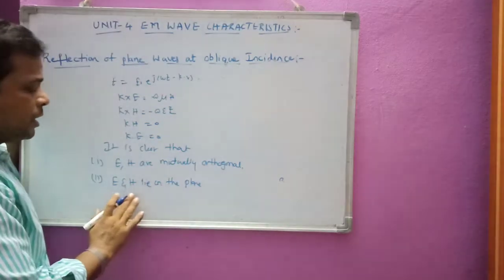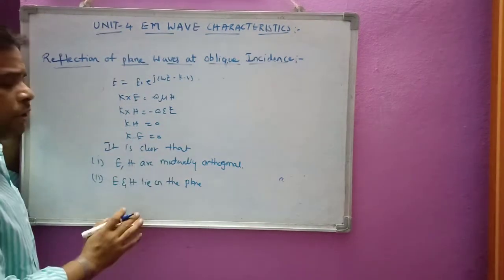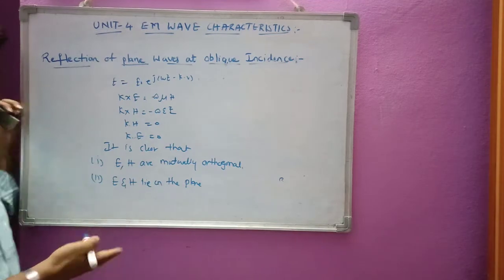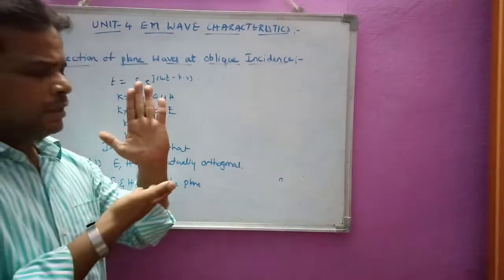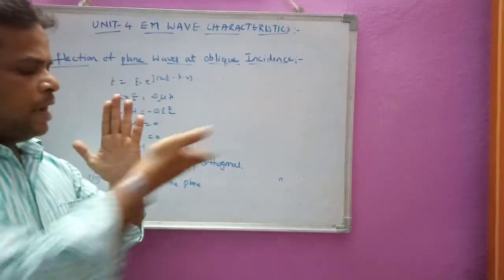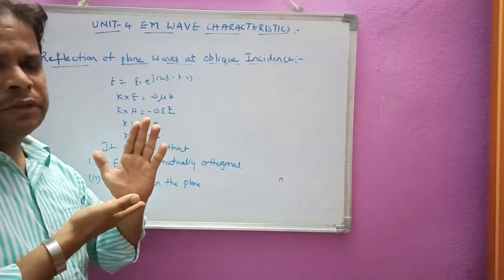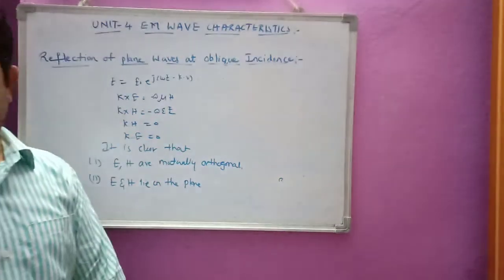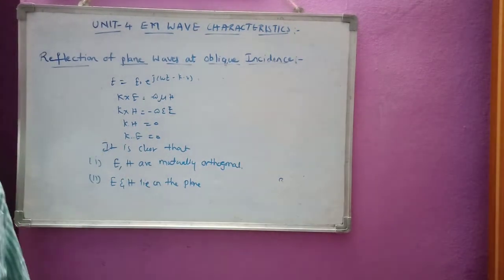So by all this derivation, we conclude two important conclusions: E and H are mutually orthogonal. It is like this: the electric field, the magnetic field, and this is the direction of propagation. All these three are mutually perpendicular to each other, that is, we are having 90 degrees between these three: the electric field, magnetic field, and the propagation vector.